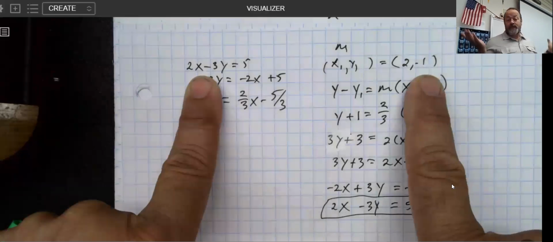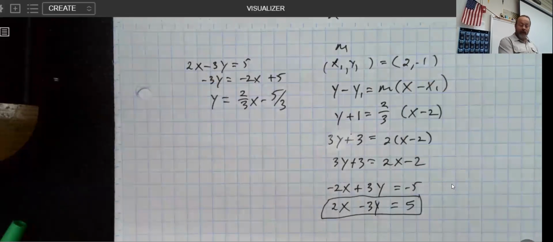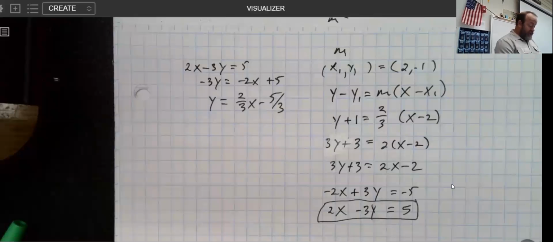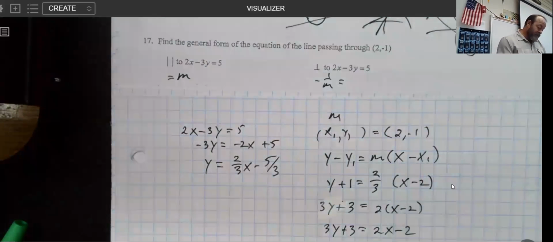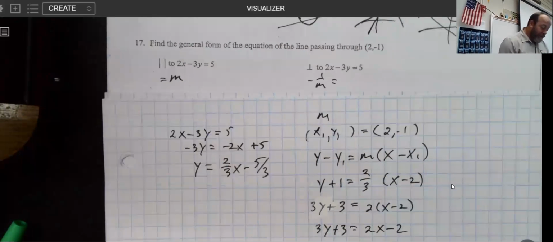So these are not parallel. This is a bad question. That point is actually on the line. I've never seen that before. That's funny. Okay, that point is actually literally on the curve. Therefore, this is not a parallel. It is actually the same line. So it's kind of a bad question. But oh well, we're going to move on.